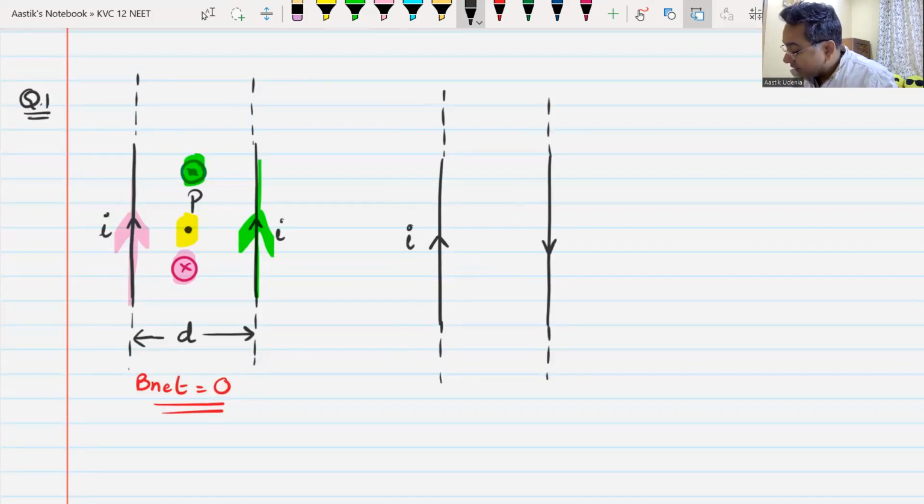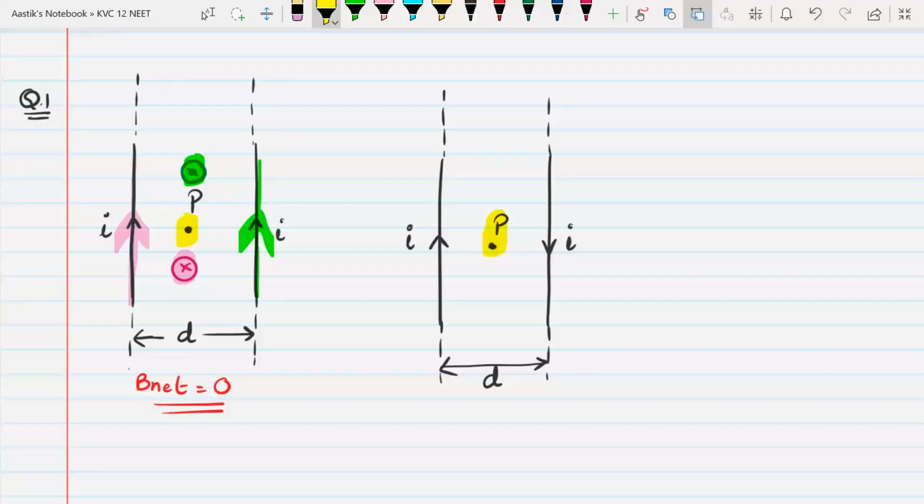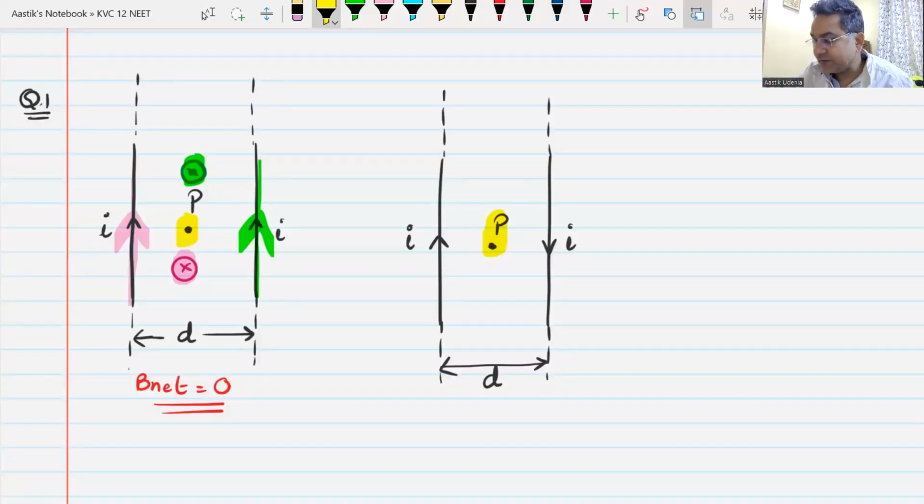Both carry the same current, my dear friends, I and I. I have a point exactly at the center, point P. The distance between the two wires is given as D. And the same question is being asked here. What is the magnetic field now at the point P? Both wires are infinite. Can you give me the answer now? I'll give you 2 minutes. Please try. So how are you going to do this? Anyone got any answer?